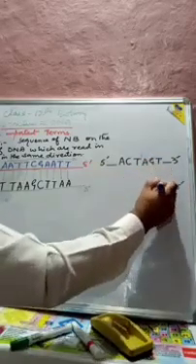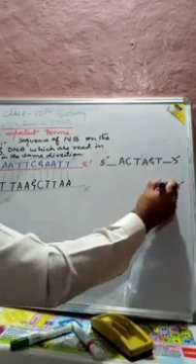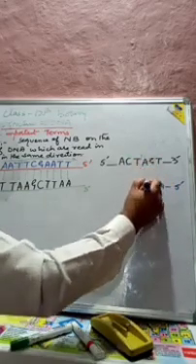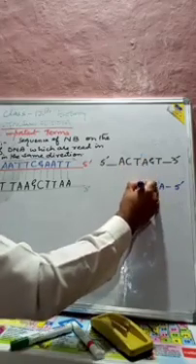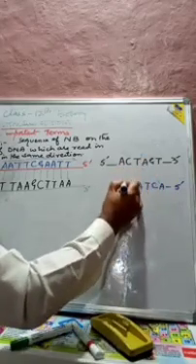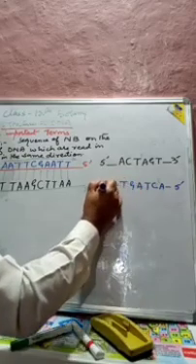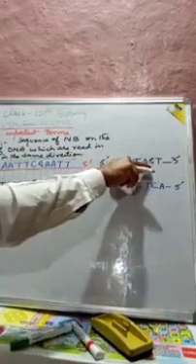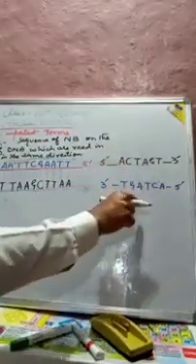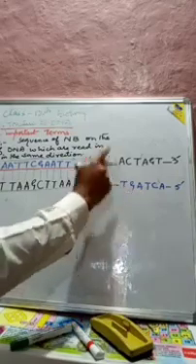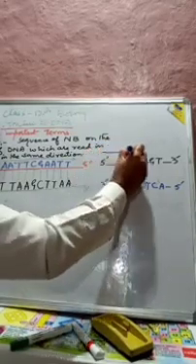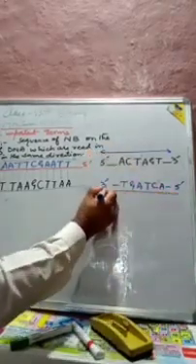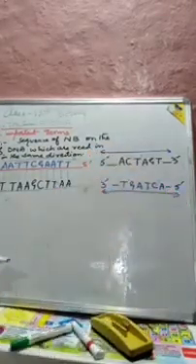Now thymine pairs with adenine. Guanine pairs with cytosine. This adenine with thymine, thymine with adenine, cytosine with guanine, adenine with thymine, and this will be the 3 prime. Now read the sequence: ACTAGT in the first strand, and in the second strand it is ACTAGT. In the first strand I went from 5 prime to 3 prime, and in the second strand I again went from 5 prime to 3 prime.